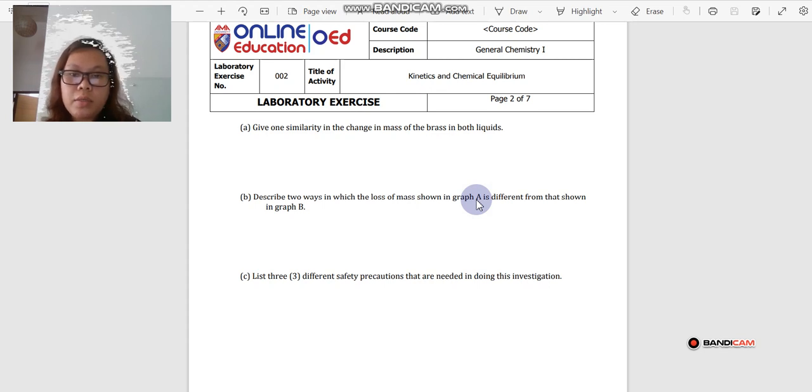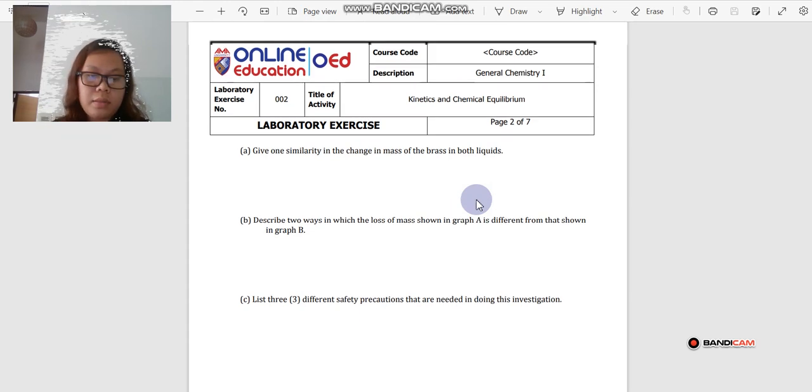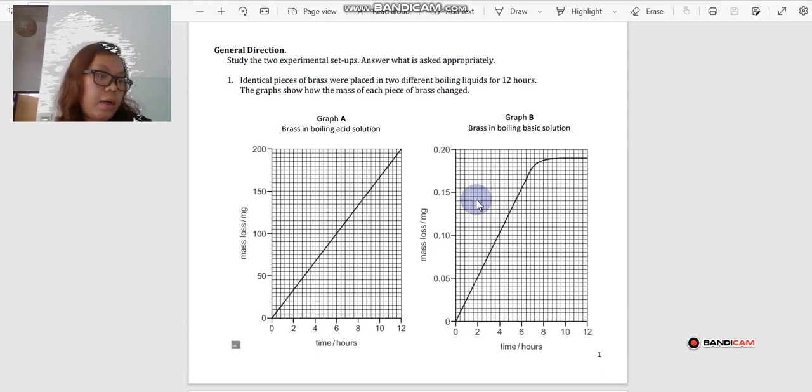Describe two ways in which the loss of mass shown in graph A is different from that shown in graph B. As you can see, on graph A, the mass loss continues to increase during the 12-hour period given, and there is a high chance that it will continue if the amount of acid is kept constant as time continues to run. In graph B, the mass loss curve levels off at 0.18 milligram at about 8 hours and maintains that net mass loss until it reaches the given time of 12 hours.